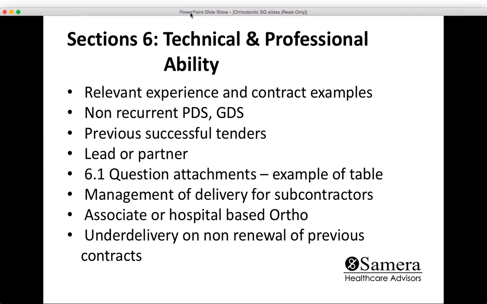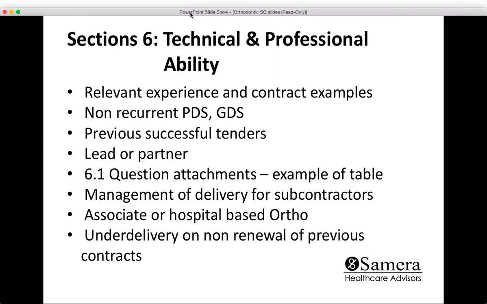So again, management of delivery of subcontractors. How are you going to ensure delivery of the contract? If one of the subcontractors isn't able to deliver, are you going to have capacity to deliver that contract? It's kind of like, what provisions are you going to put in place there? Yeah, it's all about ensuring that whoever is awarded the contracts is going to be able to deliver.